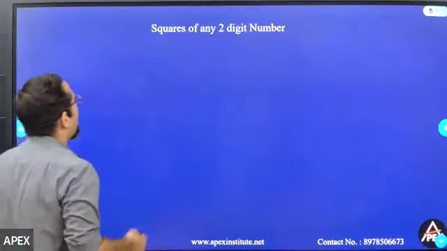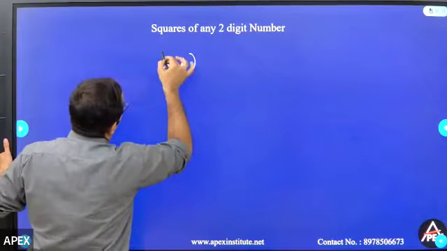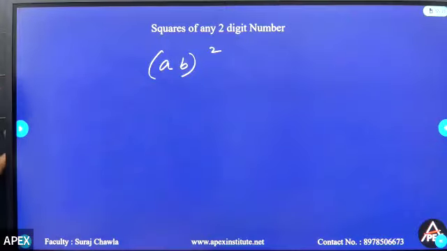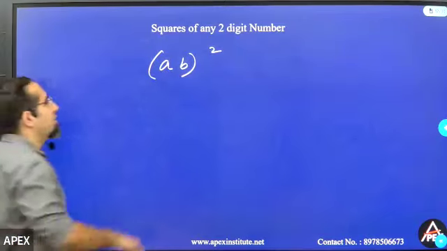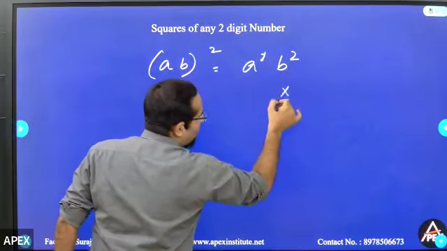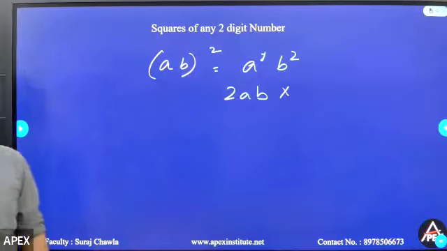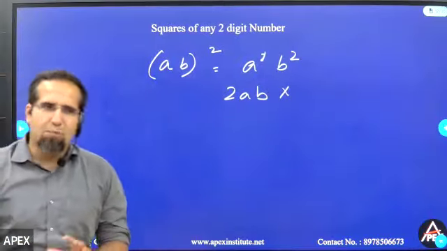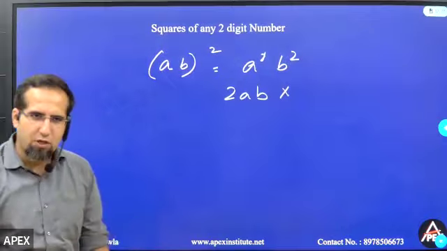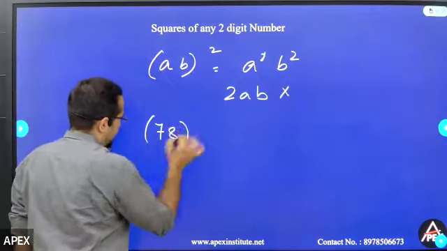Okay? So for the square of any two-digit number, we can go ahead with the concept of (a plus b) whole square. What is the formula of (a plus b) whole square? a square plus b square plus 2ab. We'll slightly change the process. We'll use a square, b square, we'll put a cross, and then we write 2ab. I'll explain you, don't worry. a square, b square, 2ab is what we'll be using. Clear? Now let's take a number called 78.